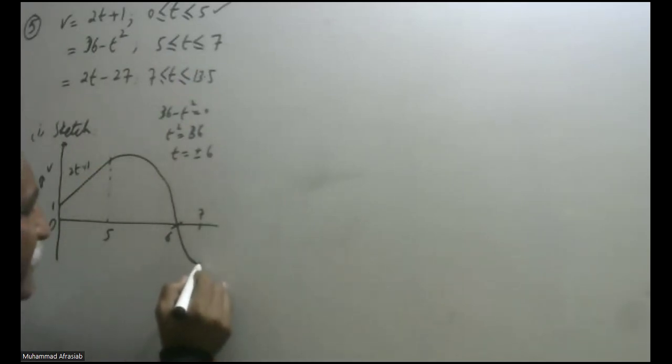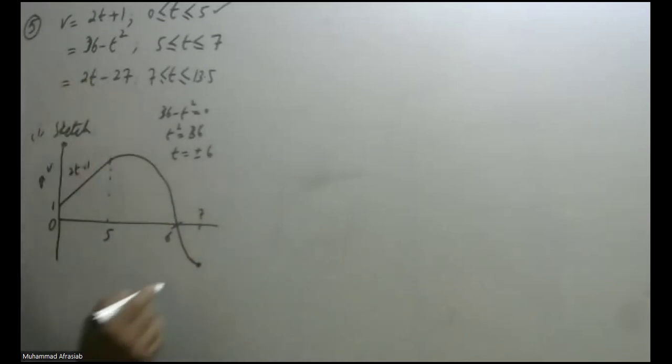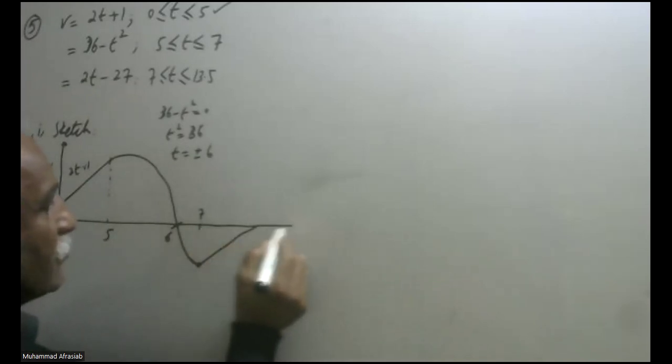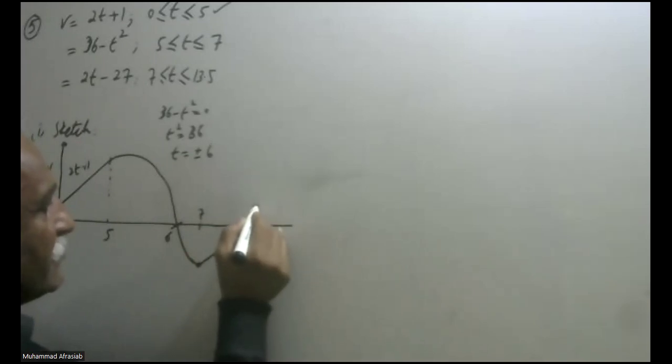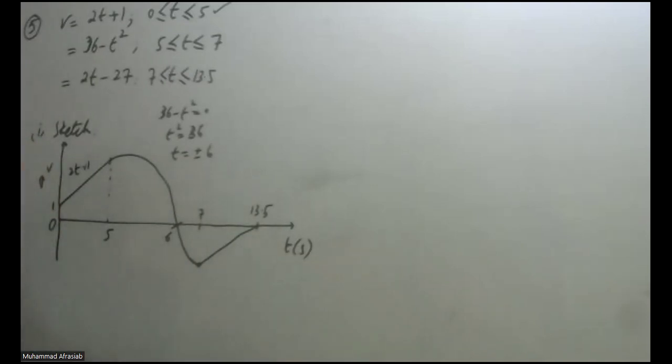And then from 7 till 13.5, it is the graph of 2t minus 27, which is again a positive slope. And here it becomes 13.5, and this is the time in seconds for the graph of this question. Then it is split up into three parts. The first part is a straight line, the second part is a curve, and the third part is also a straight line.